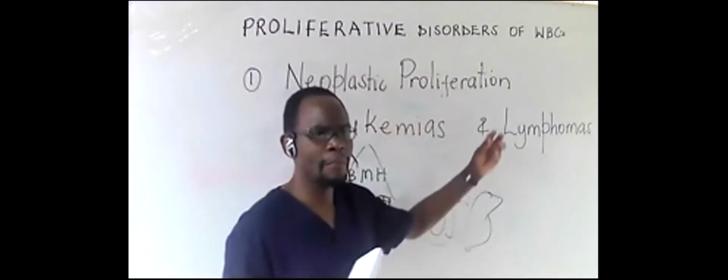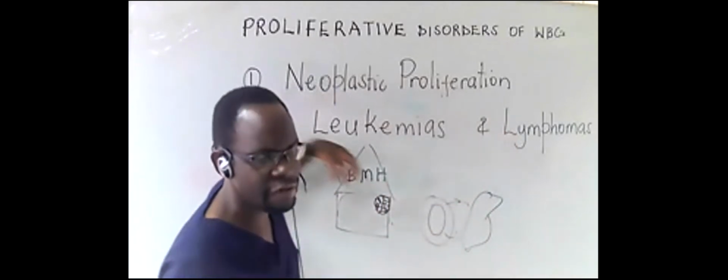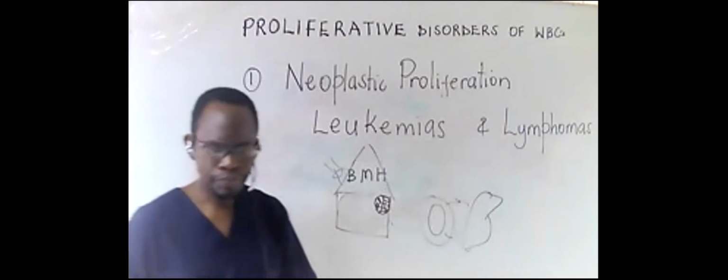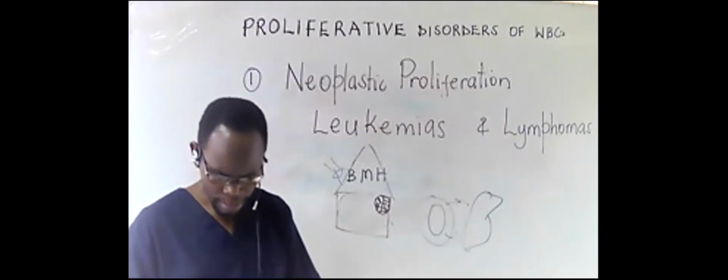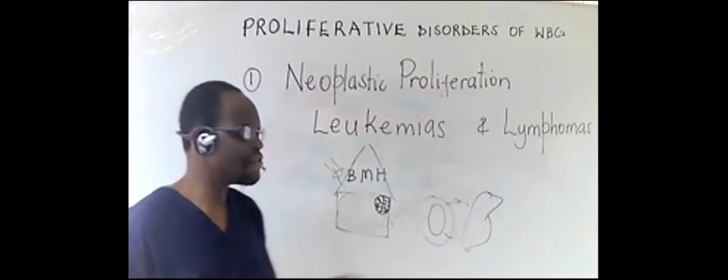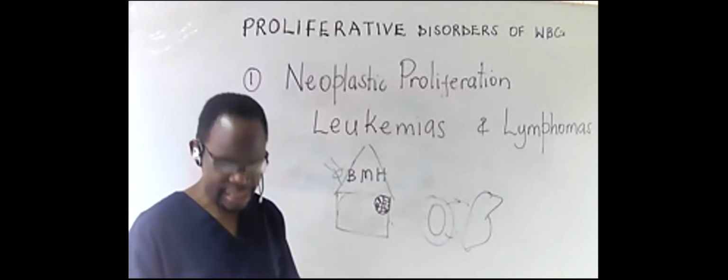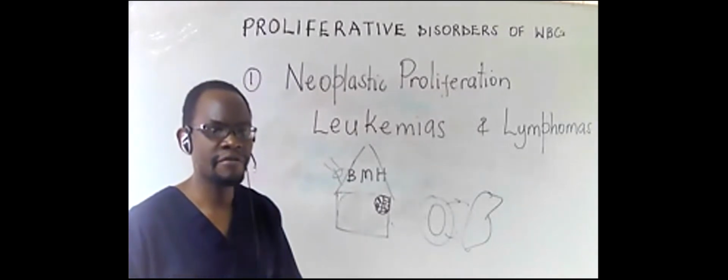Lymphomas basically form masses, while leukemias are diffused throughout the body. So the main difference between lymphomas and leukemias is the way they spread and behave in the body.